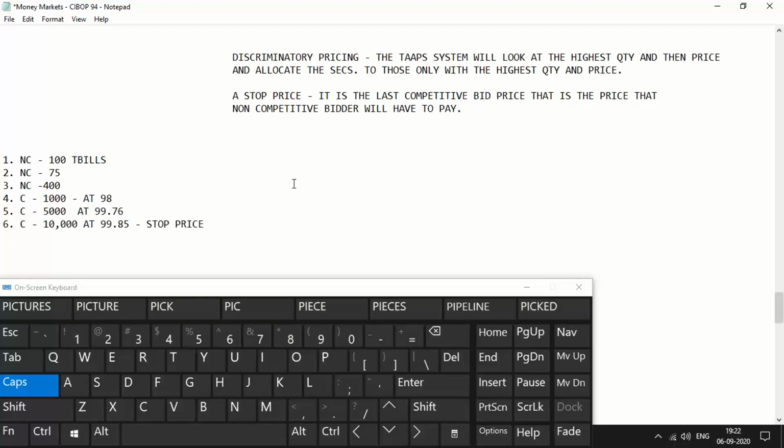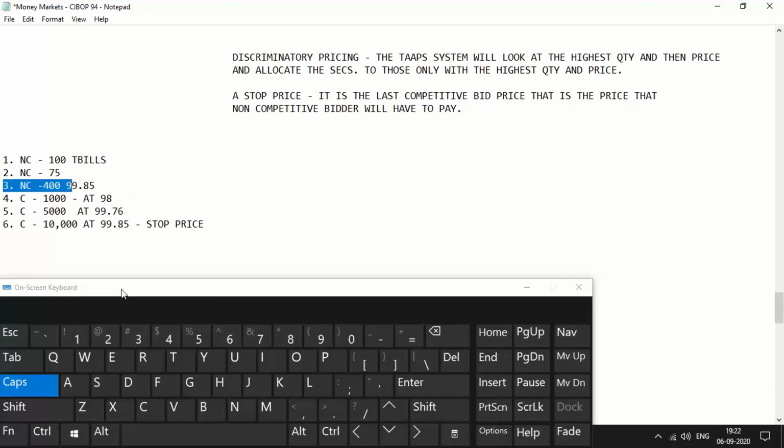The stop price. Now what that means is that this 99.85 is what the non-competitive bidders will have to pay. So we see the non-competitive bidder is only giving quantity and not price. This is how we determine the price that non-competitive bidders pay. Basically, we look at the stop price, which is the last competitive bid price, and this is what all the non-competitive bidders will pay. Is this clear with everyone?